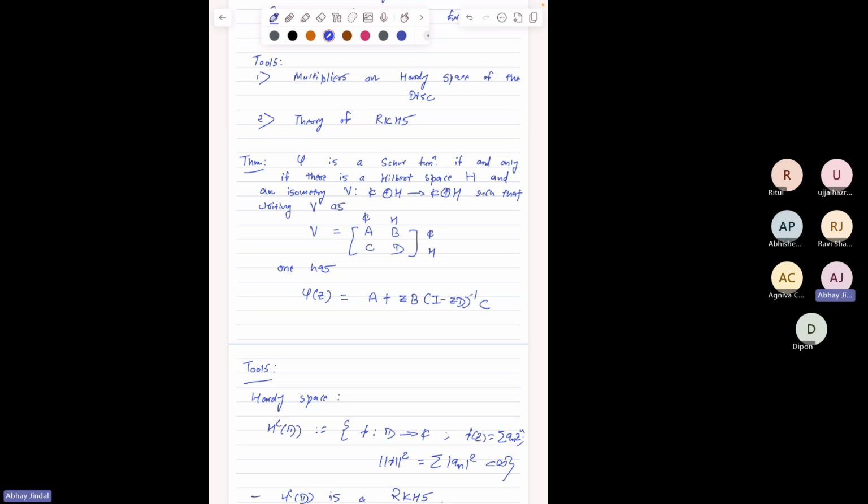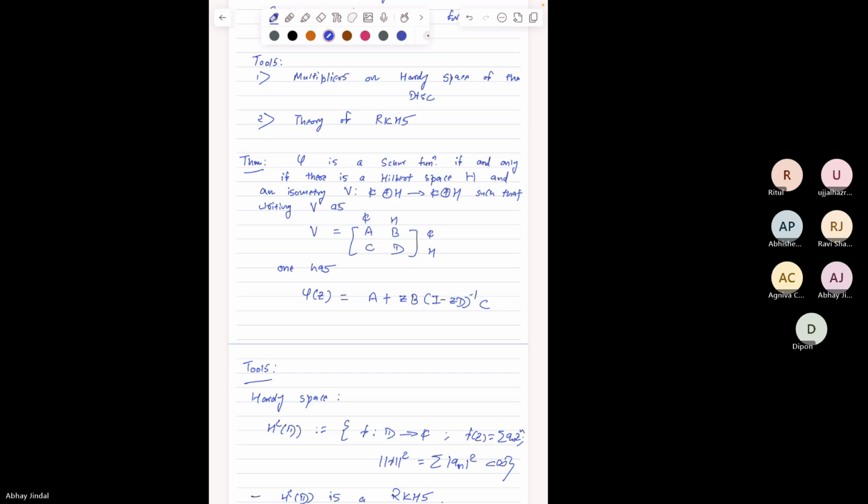But since B becomes unitary, phi actually becomes rational inner. So that means we cannot expect a converse, right? That if phi is rational, then we have a finite dimensional realization. But if we relax that, if we don't want V to be an isometry or unitary, we just want it to be a contraction, then we do get a finite dimensional realization for a rational function.